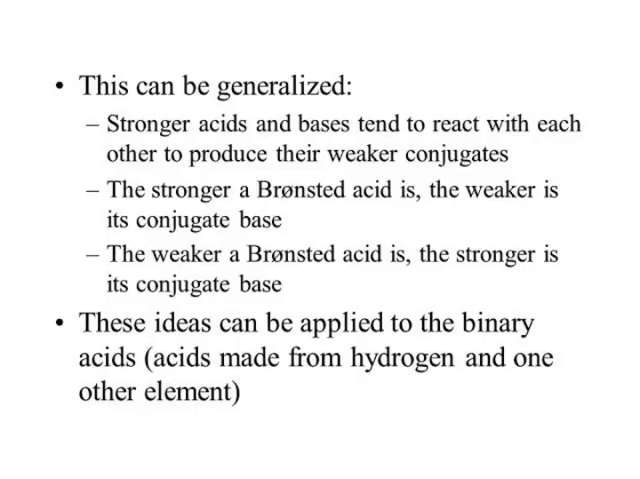These can be generalized as stronger acids and bases tend to react with each other to produce their weaker conjugates. The stronger a Bronsted acid is, the weaker is its conjugate base. The weaker a Bronsted acid is, the stronger is its conjugate base. So these ideas can be applied to the binary acids, which is the acids made from hydrogen and one other element.